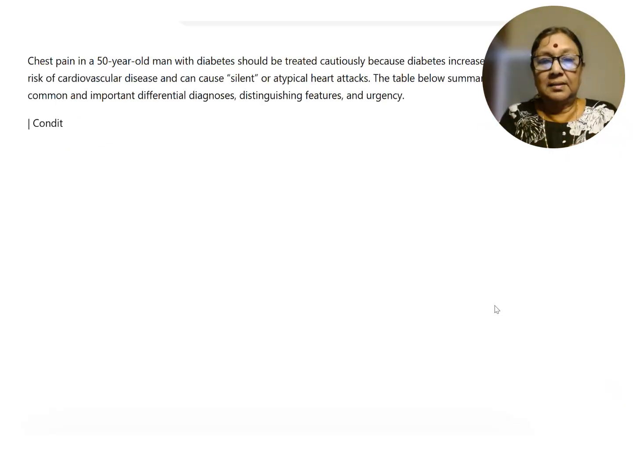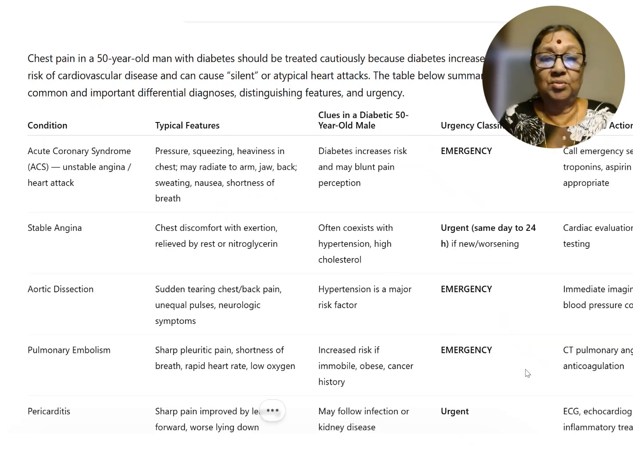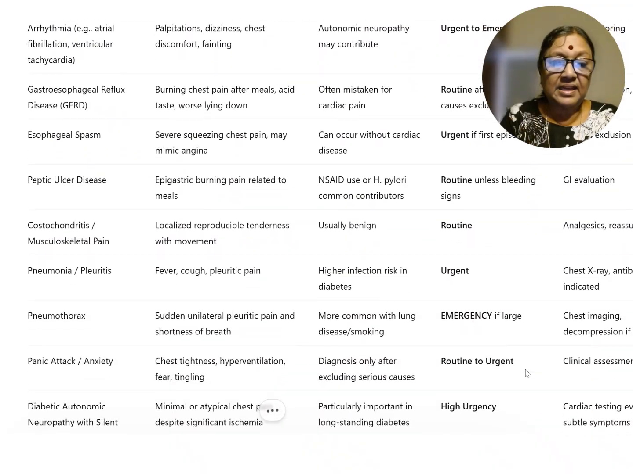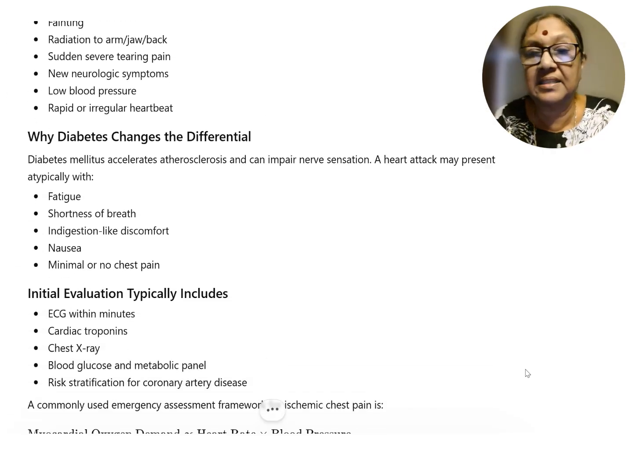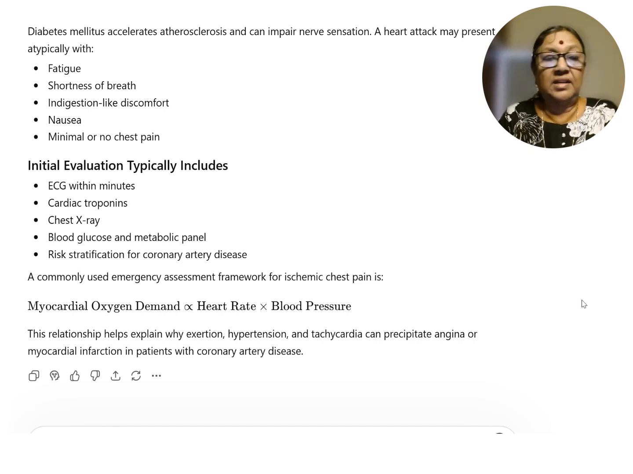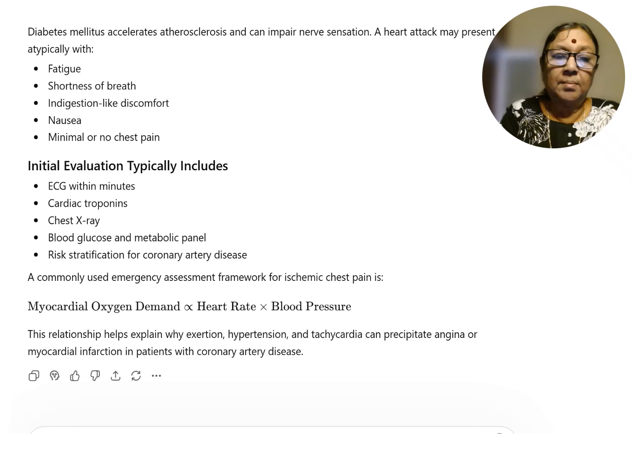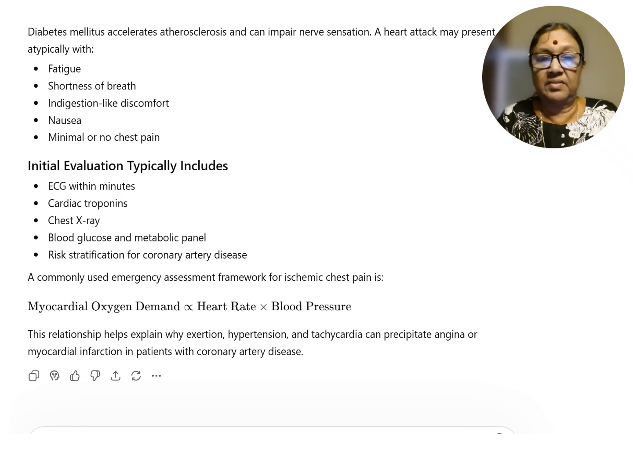So this is the answer I got from ChatGPT when I asked that question, which I told you, 50-year-old male with diabetes. This is the answer. It has given the urgency classification. It has given everything. High risk features. It's given why diabetes changes the differential, and initial evaluation typically includes what all, and all that it has given. So a commonly used emergency assessment framework for this type of chest pain is also given. This is just to help you. It is not making a decision. It is giving you information to the question you asked.